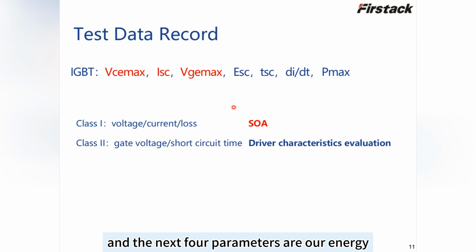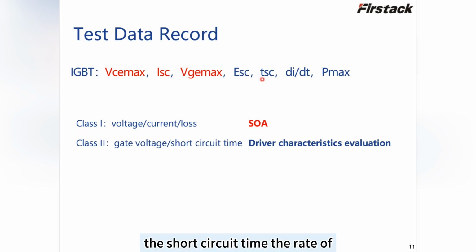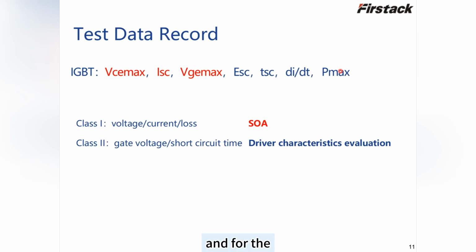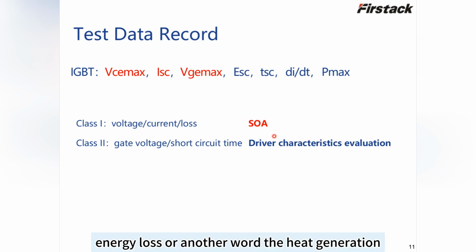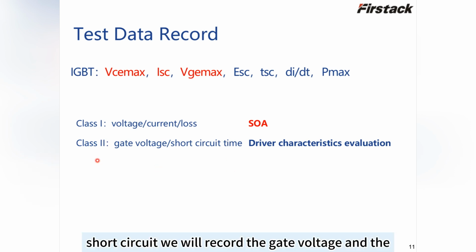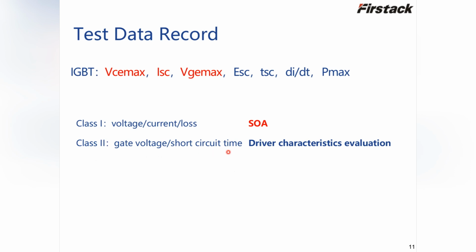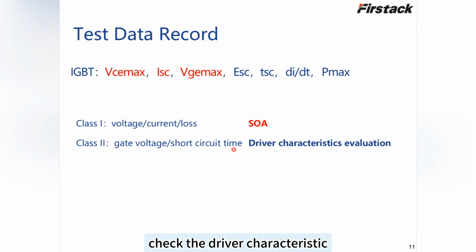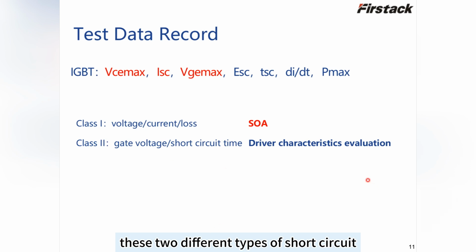The next four parameters are the energy, the short circuit time, the rate of change of the current, and the maximum power during the short circuit case. For the first type short circuit, we will measure voltage, current, and the energy loss, in other words the heat generation, to evaluate if all parameters are in our safe operation area, the SCSOA. For the second type short circuit, we will record the gate voltage and the short circuit time. The target for us is now to check the driver characteristic. So this is a difference between these two different types of short circuit.